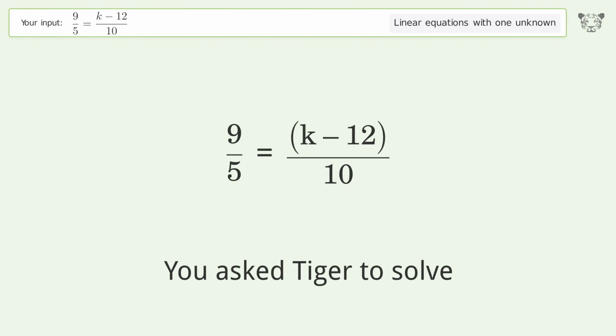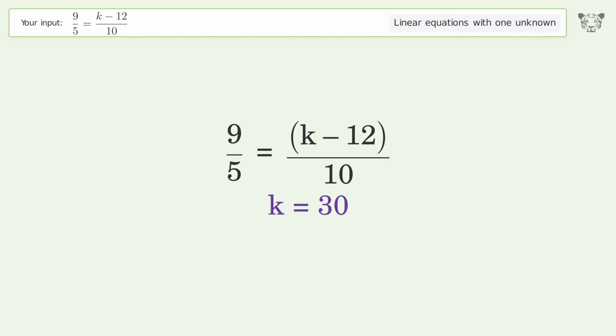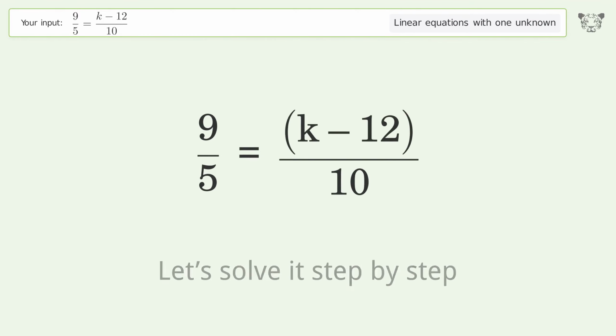You ask Tiger to solve this. This deals with linear equations with one unknown. The final result is k equals 30. Let's solve it step by step.